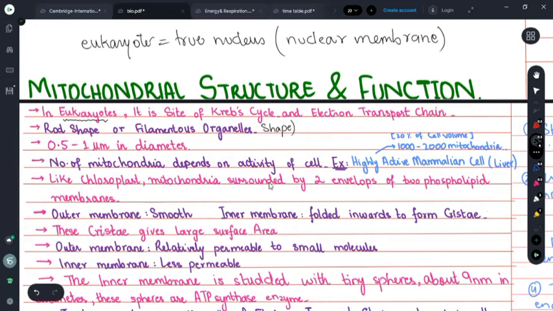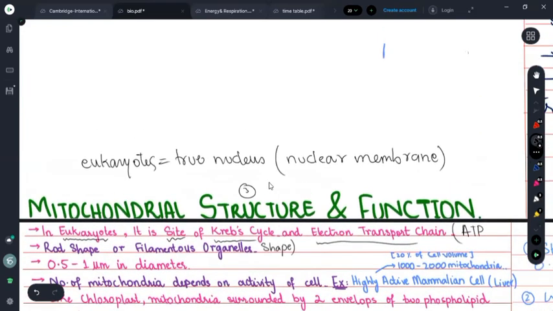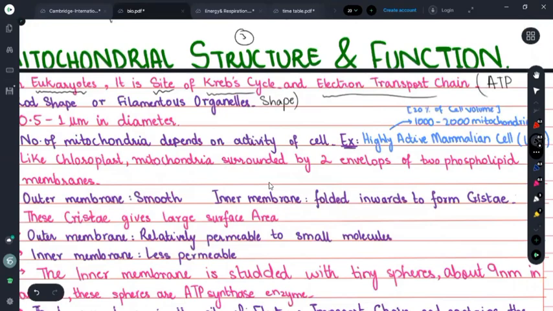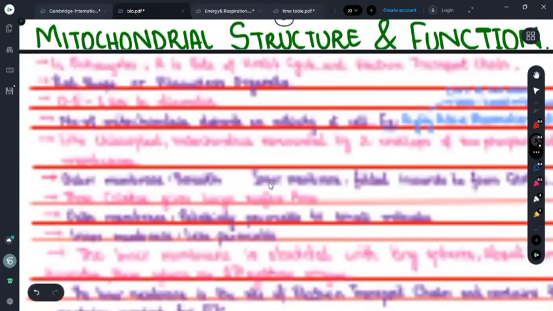In eukaryotes, it is a site of Krebs cycle. Krebs cycle is the third stage of aerobic respiration and electron transport chain. These two processes are a part of aerobic respiration that are used to generate ATP energy-rich molecule. So, mitochondrial structure: the mitochondria is a site of Krebs cycle and electron transport chain in eukaryotes.